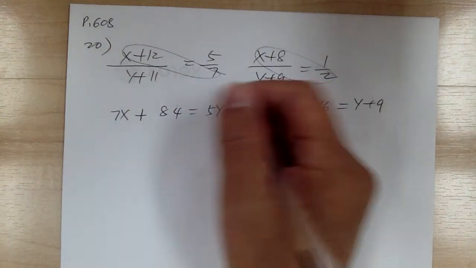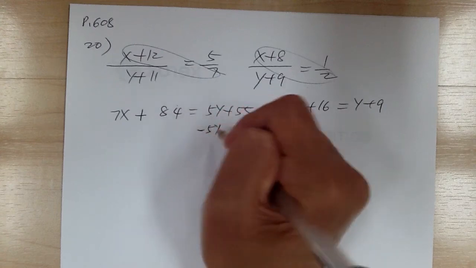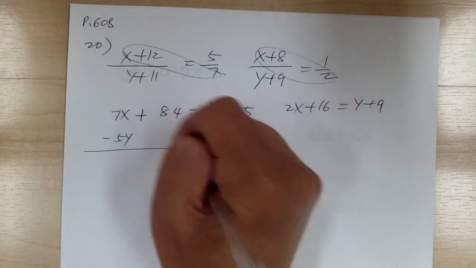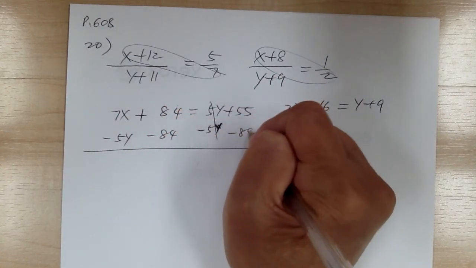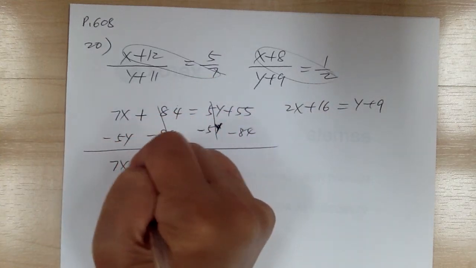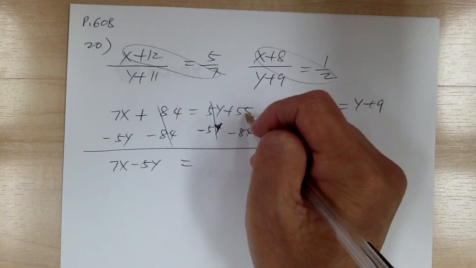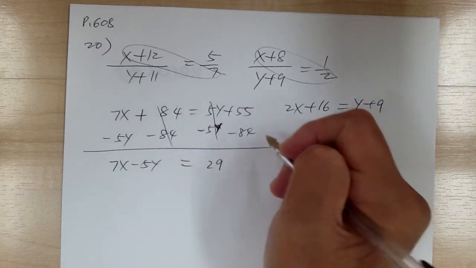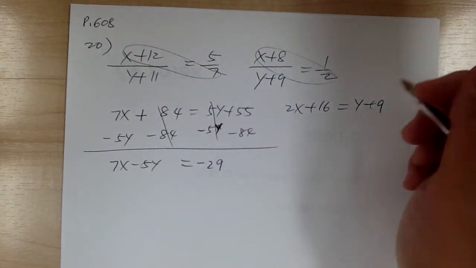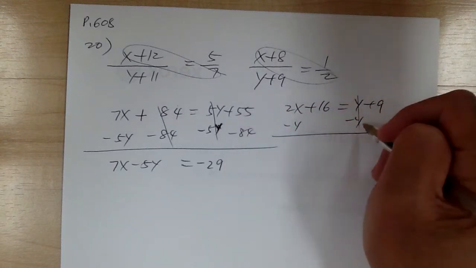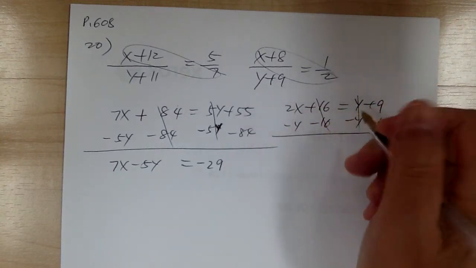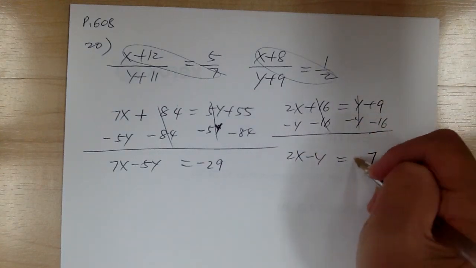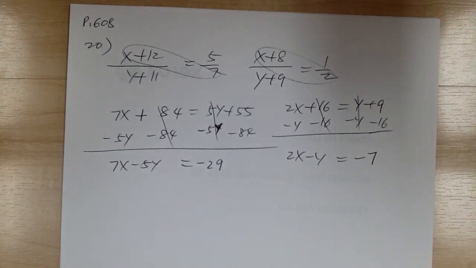Okay, so let's move things around to put it into standard form. So this will cancel out, move this over. So this will cancel out. So you've got 7x minus 5y equal to, now opposite sign, you have to subtract the number. So 84 minus 55 will give you 29, so it will be negative. This one you do the same thing, minus y on both sides, so this will cancel out. Minus 16 on both sides, so this will cancel out. So you get 2x minus y equal to, opposite signs, you have to subtract the number, take the sign of the bigger number, negative 7.